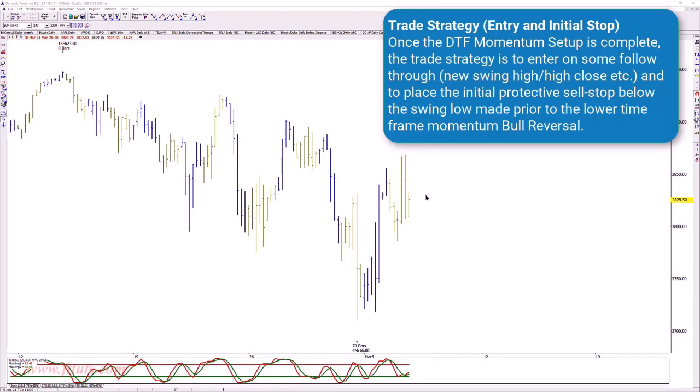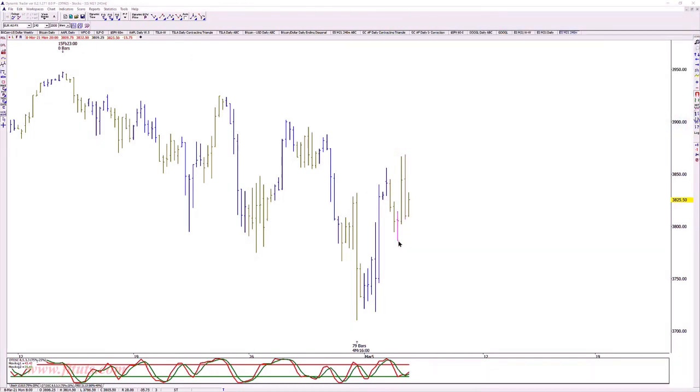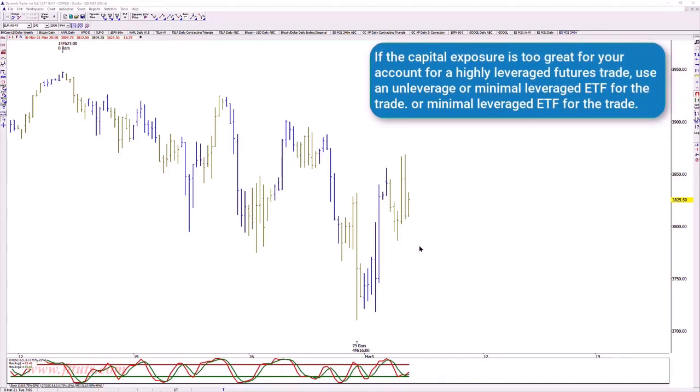Now, there's some of you out there who may be fairly new to trading, and you go, oh my gosh, this is a long way from where this reversal was made. I can't trade that. The stop would be too far away. Well, number one, the stop's only at this low. And number two, if you can't absorb that risk for your account size, just use an ETF. You don't have to trade the futures. You can use the futures data or even the cash SPX data to identify the trade strategies. And if the leverage is too much for you, just use an ETF.